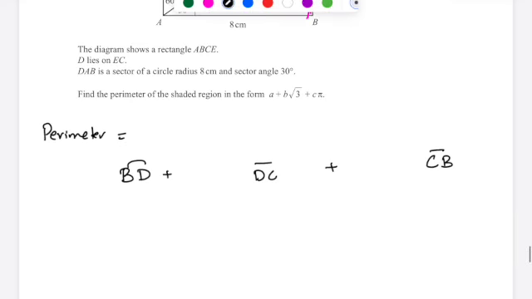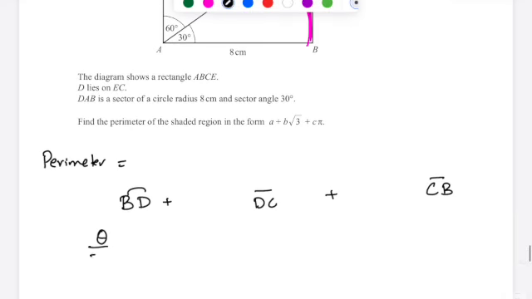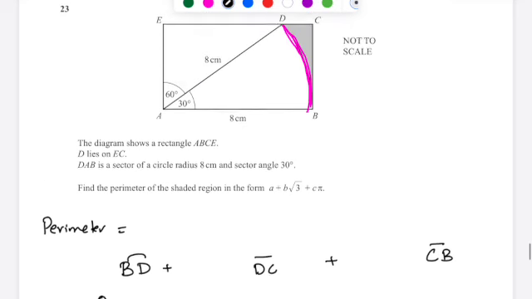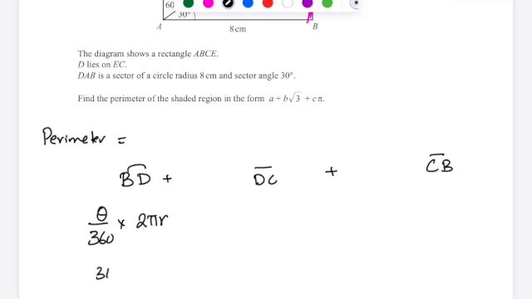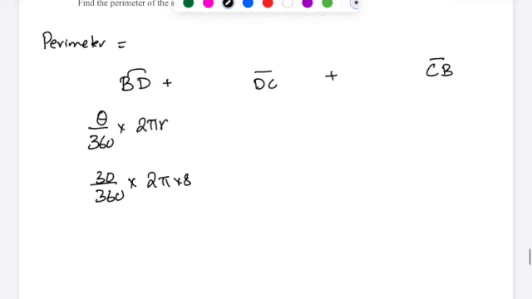Now arc BD. It is theta upon 360 times 2 pi r. Theta is nothing but how much? 30. 30 upon 360 times 2 times pi times radius, which is 8. So the zeros cancel. Then 3 times 1, 3 times 12. Then 2 times 1, 2 times 6. Then 2 times 4, 2 times 3. So 4 pi by 3.